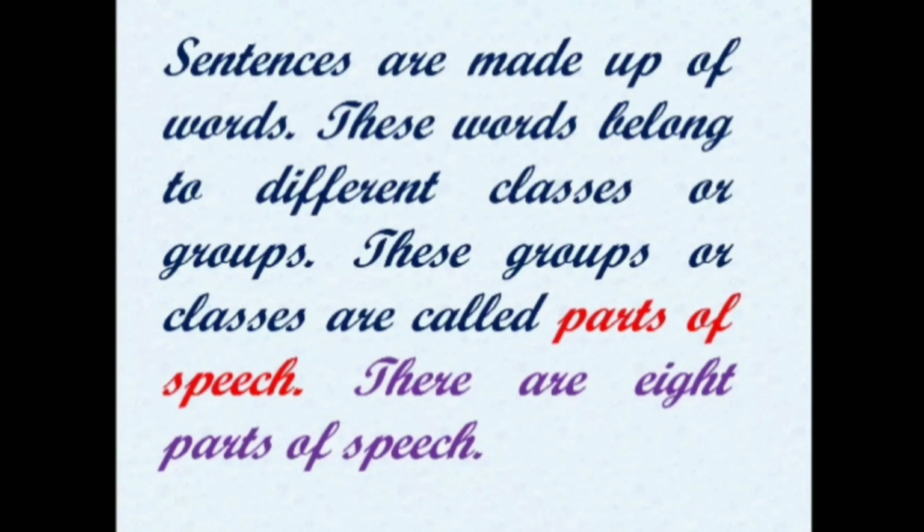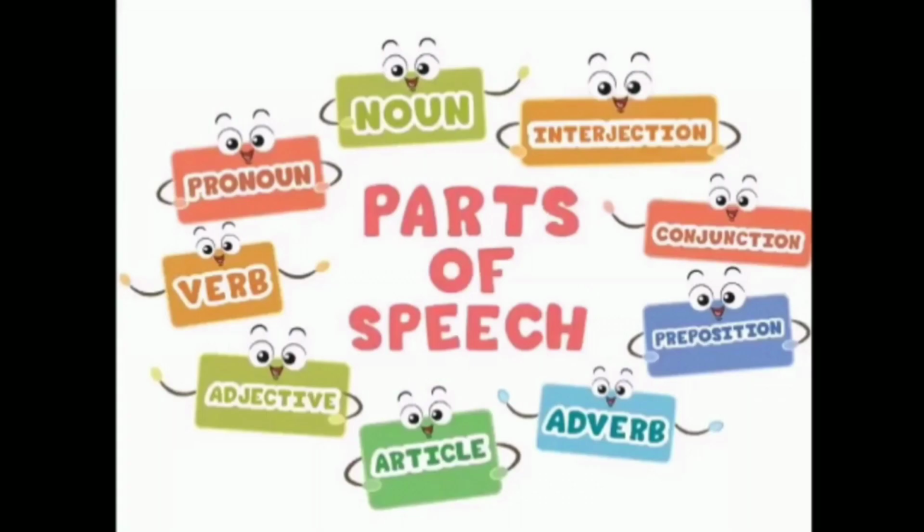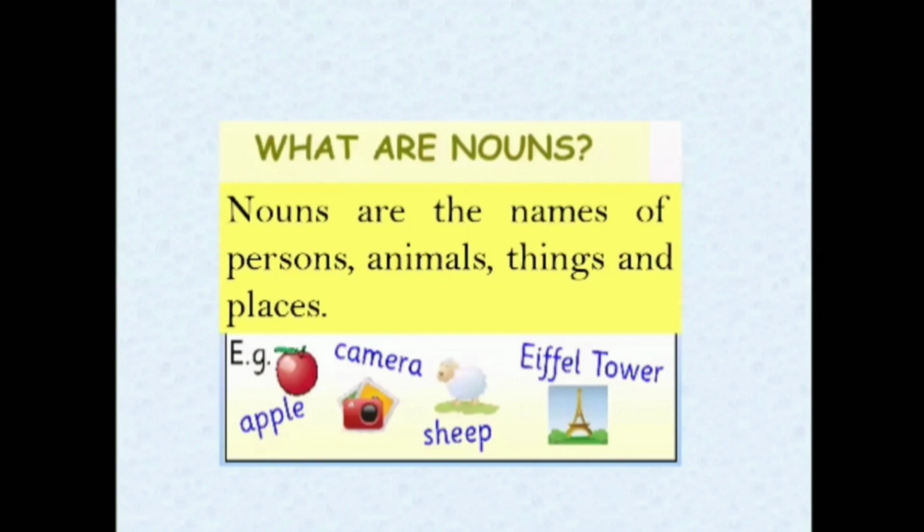Sentences are made up of words. These words belong to different classes or groups. These groups or classes are called parts of speech. There are 8 parts of speech. They are, just see, first is noun, interjection, conjunction, preposition, adverb, article, adjective, verb, and pronoun. Out of these 8, we are going to learn about nouns.